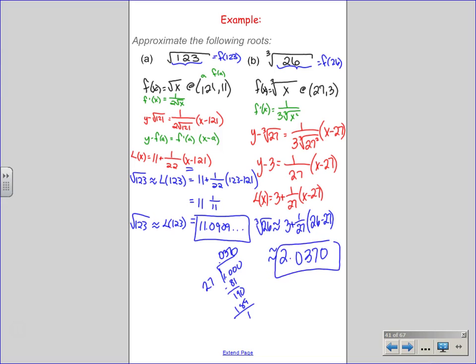2.037? No. Oh, 2.9. Sorry, I didn't subtract. That was my bad. That'd be a negative 2.9963, approximately. What's the actual cubed root? Ooh. Okay. Not too shabby, huh?